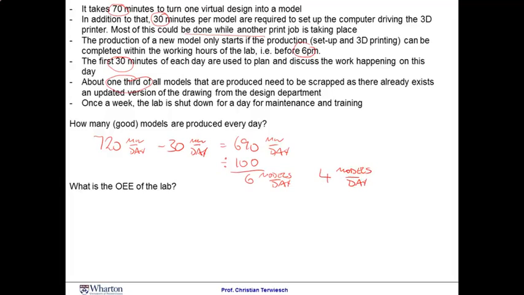Now you do the calculation backwards. From these 4 models per day, that warrants 280 minutes of productive time per day. You multiply this with the 6 days a week that the lab is open, because there's 1 day of maintenance, that gives you a total productive time per week of 1,680 minutes. This is 1,680 minutes per week of value-add time.